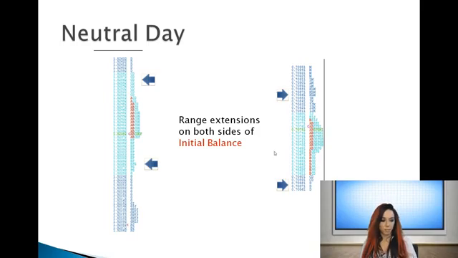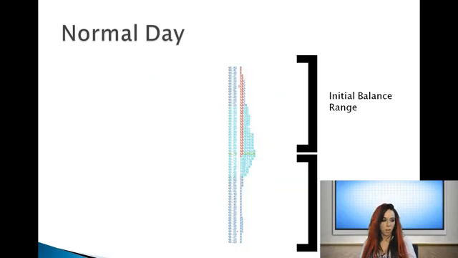Okay, moving on. Next, we have a normal day. A normal day typically extends only to one side of the initial balance. And when you see that happening, the price will extend only one side by the actual size of the initial balance, one time. Okay, so let me say that again.